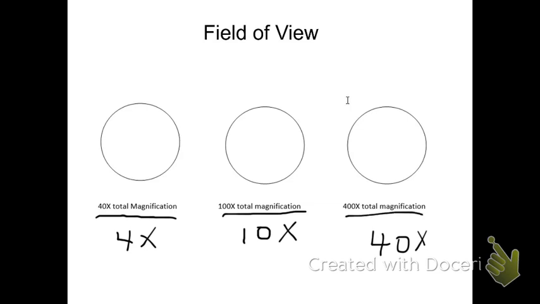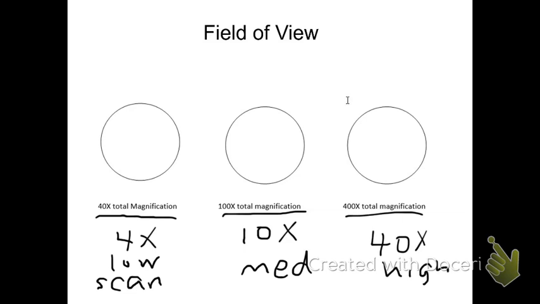Now, we might call this the low or the scanning, right? This is the scanning or the low lens. And this would be the middle, and this would be the high power. In our lab, we are not going to be going up to the 100x objective. That would be considered the oil objective, and we will not be using that this semester.